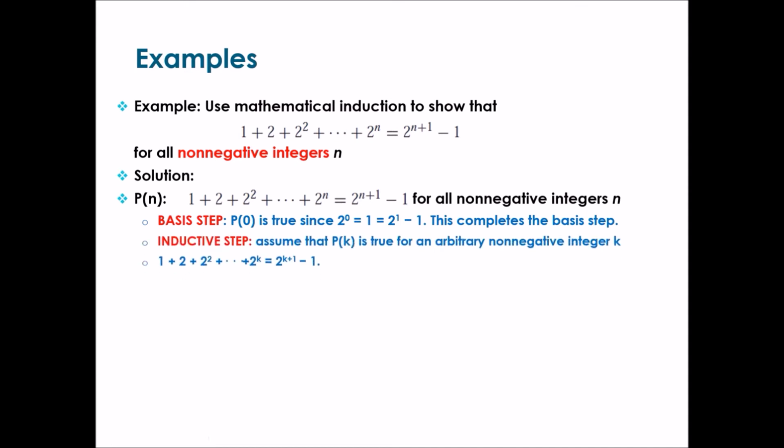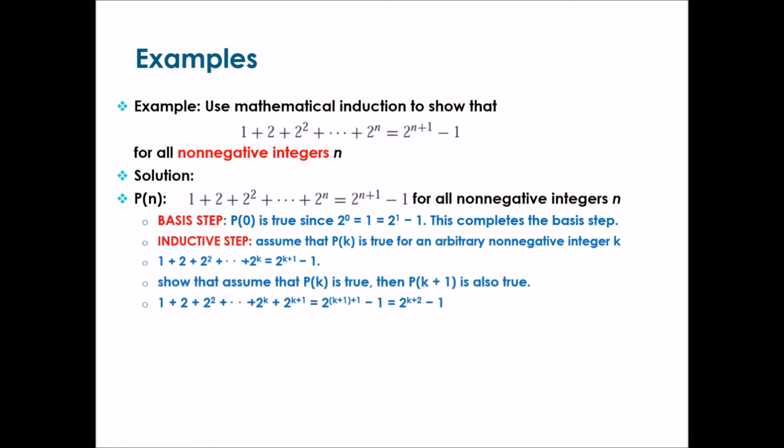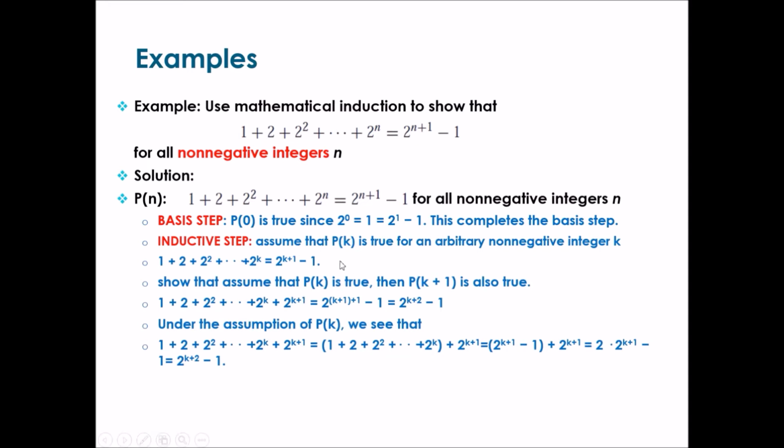Now the inductive step. In this step we are going to assume that P(k) is true. This is just an assumption, and you have to mention that we assume that P(k) is true for an arbitrary non-negative integer k, that is, this equation is true for any non-negative integer k. Now with this assumption we have to prove that P(k plus 1) is true. That is, if this is true, then we have to prove that this statement is true.